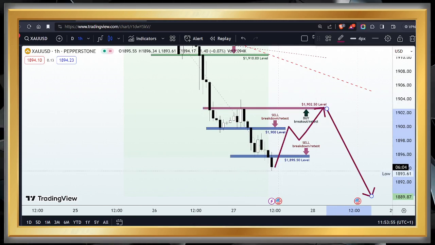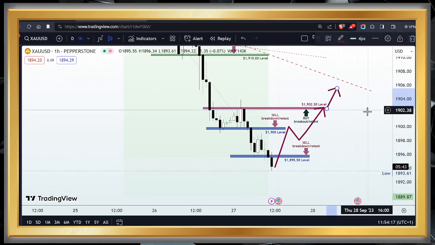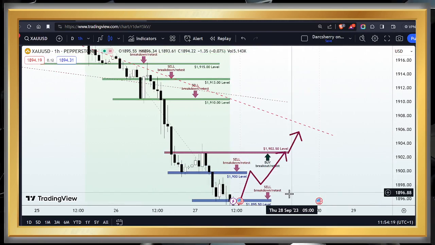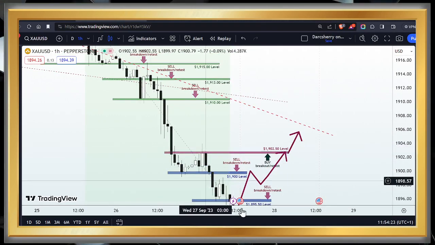So if price climbs up at any point, comes into these zones or levels, and continues to reject that area, as you see, buyers continue to find it difficult to climb above, then we want to be getting ready to sell. However, if price does the contrary in this scenario and breaks out of the $1,902.50 level, it's at this point I would like to start considering buying that asset. Now look at this structure here.